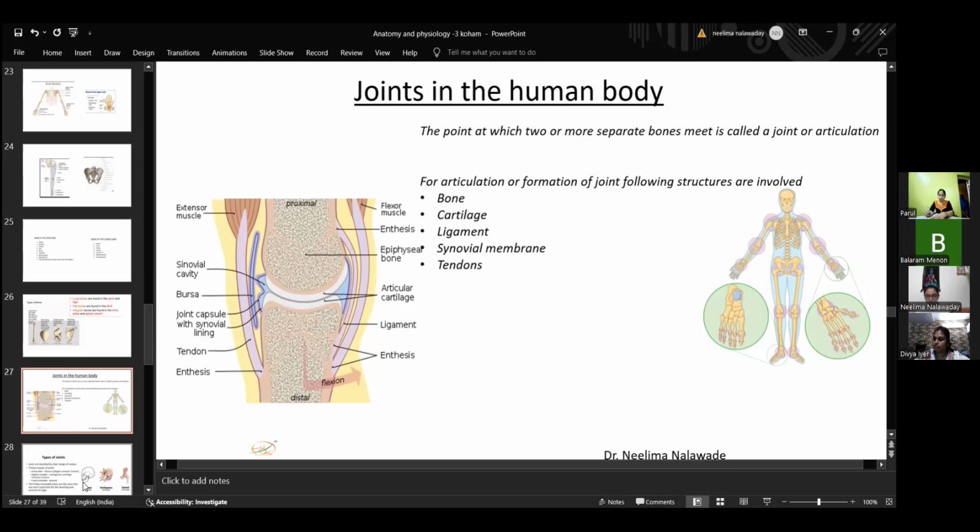Then ligament. Ligament is very much famous nowadays because many people are having ligament injuries. So ligaments are bundles of white fibrous tissues. So the ligaments are very strong.